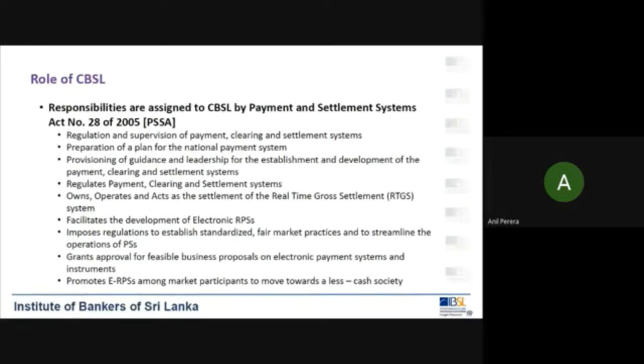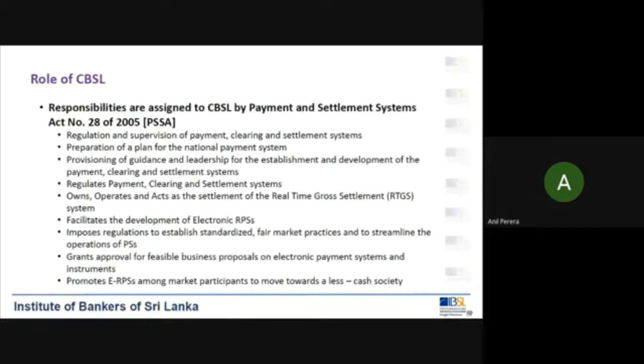The central bank is working towards developing the payment and settlement infrastructure based on the latest technology. As you have seen, most of the latest technological improvements have been taken into consideration. For example, all these mobile-based payments, even the QR code, and at the moment the central bank is looking at cryptocurrency and virtual currencies. There are some studies going on on the possibility of having central bank-based digital currencies. So a lot of things are happening with the leadership of the central bank.